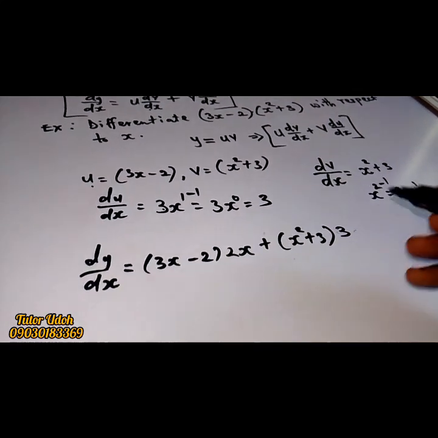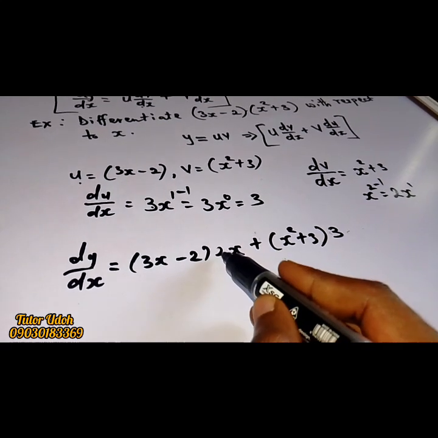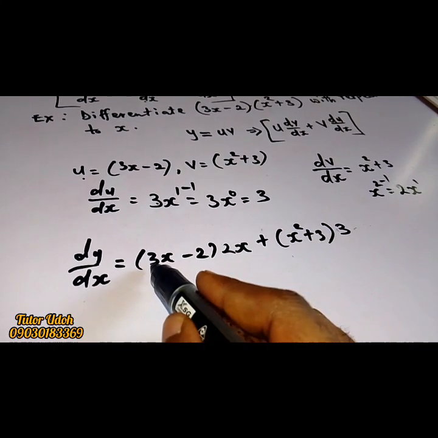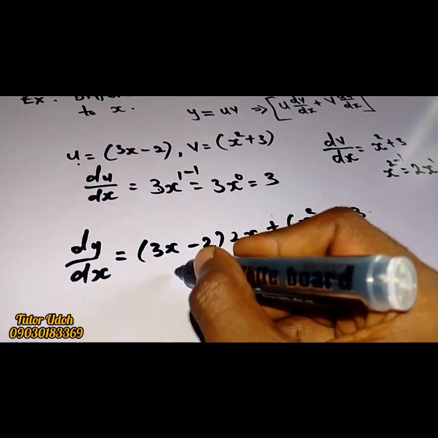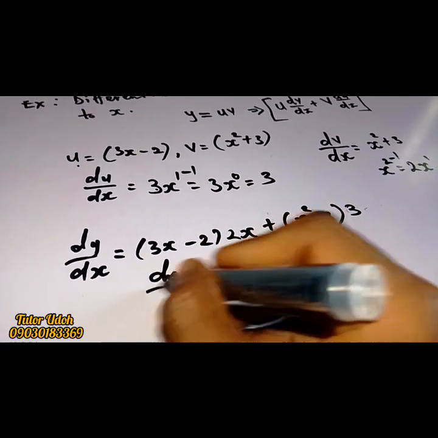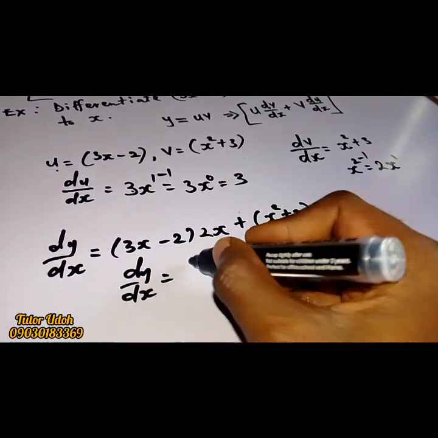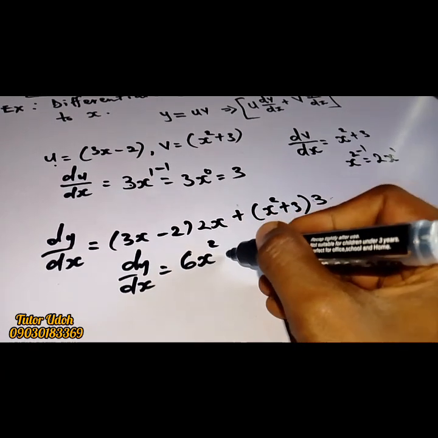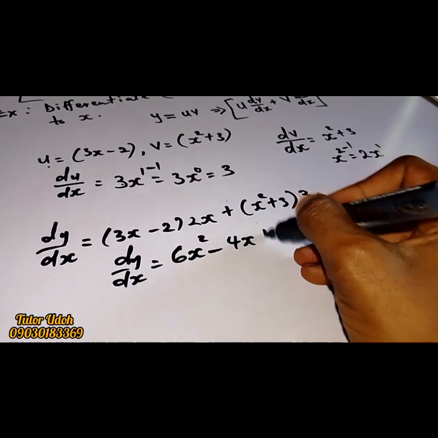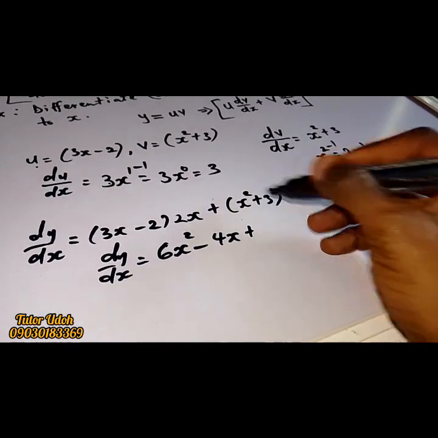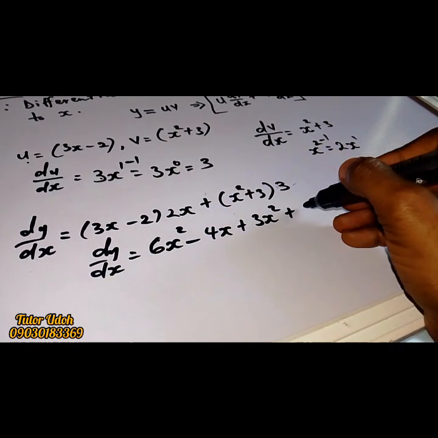Are you seeing it? So at this point you can open this bracket here by using this 3 to multiply all through what is inside the bracket. So 2x times 3x, that will give us 6x squared, minus 2x times 2, that will give us 4x, then plus 3 times x squared, that will give us 3x squared, plus 3 times 3 is 9.